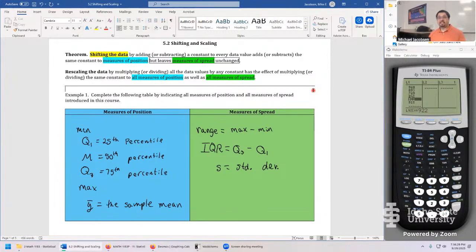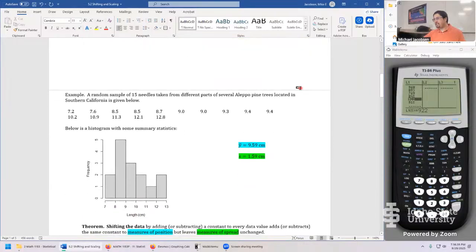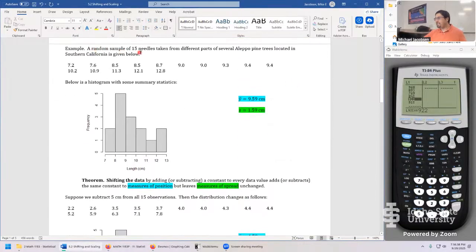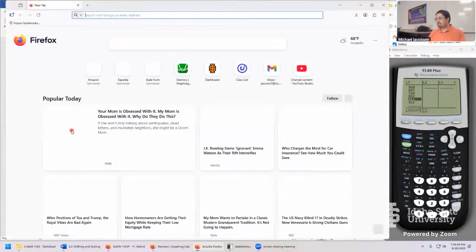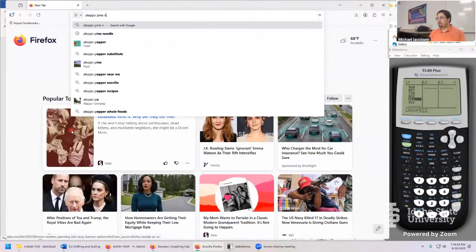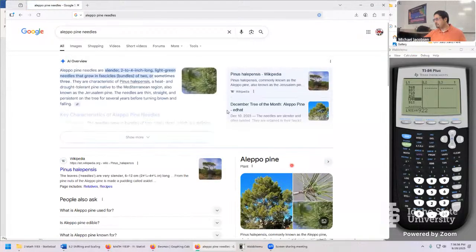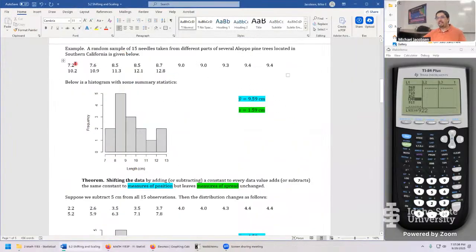Okay, so one way to see it is, let's take a look at some actual data, not just what's in the calculator. I have a quick data set for a random sample of 15 needles taken from different parts of several Aleppo pine needles located in southern Africa. So let's get a visual of that. It's kind of a weird name. Aleppo pine needles look like these things, I guess, right here on the right. It looks like something that's growing in Idaho that you'd run into potentially in someone's backyard or out in the hills. So we have a whole bunch of pine needles, 15 of them.